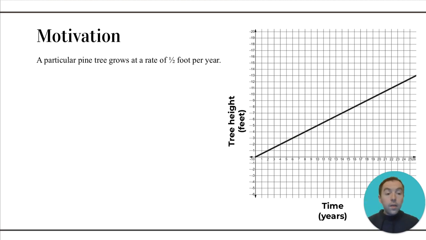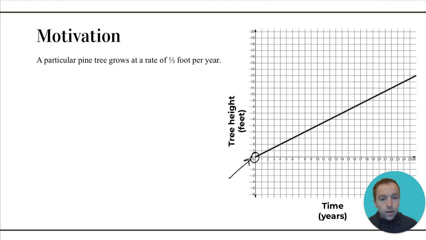And that would be represented in this graph that you see right here between the time and height of a tree over the course of a number of years. Ultimately, what makes this fall under the category of direct variation is, first of all, the fact that it starts from nothing. So at time zero, there is no height. That's an important characteristic of any relationship that's going to be involving direct variation.